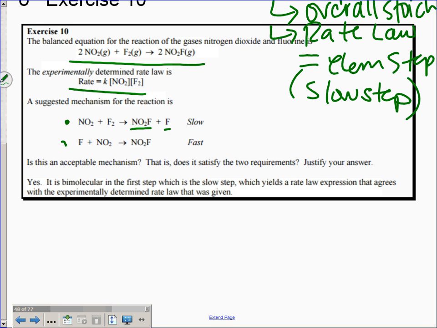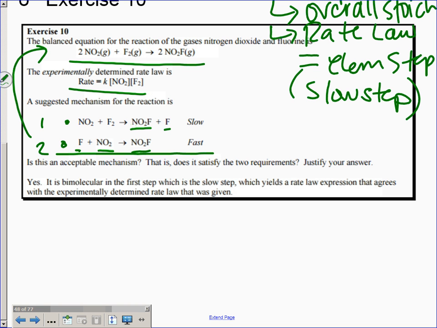And then they said the second step is a fluorine atom, which was produced over here, reacts with another NO2 to make this guy. So what we would do is then go, do these steps add up to the overall reaction? And they do, because all you have to do is think about Hess's law, and you're going to cancel things that are the same on opposite sides.